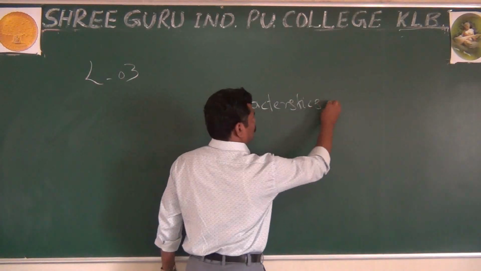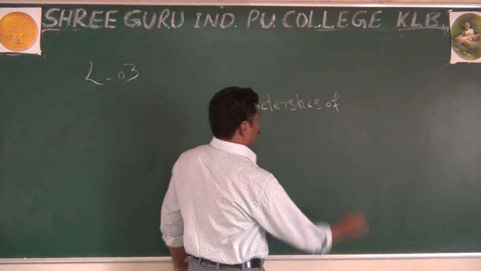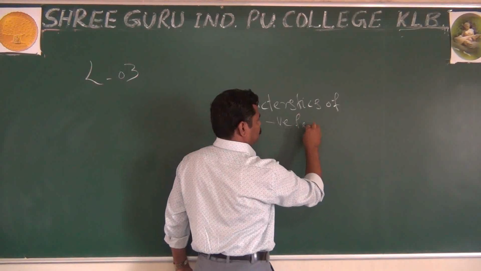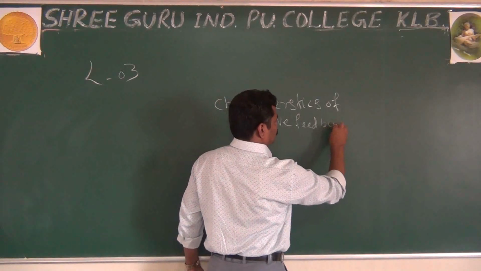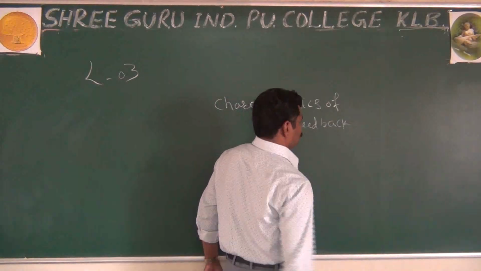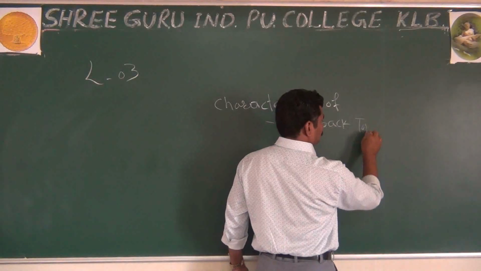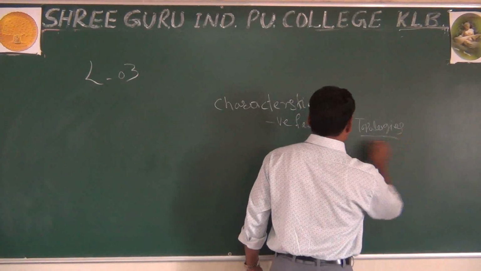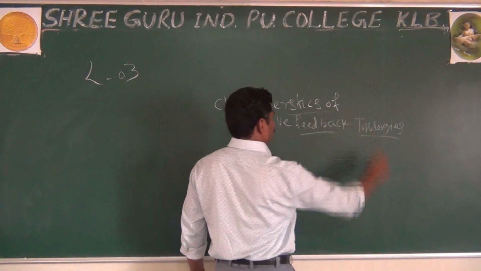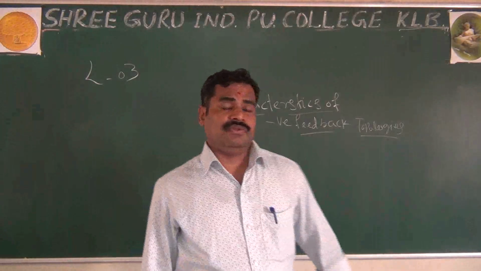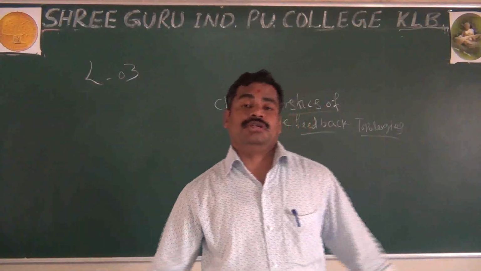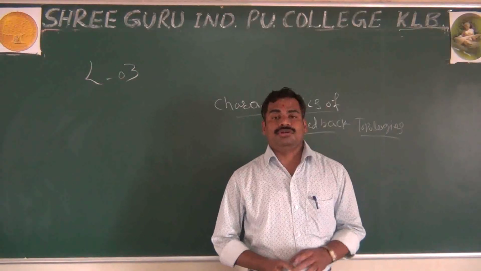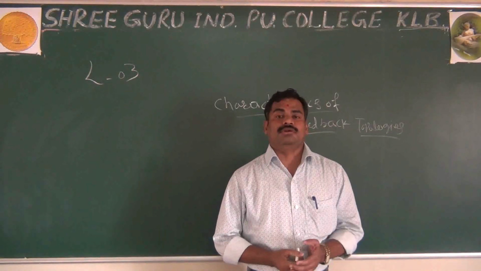Characteristics of negative feedback topologies. Look here, as I said, what are the most important characteristics? One is called the voltage gain, the second is called input impedance, and the next one is the output impedance.